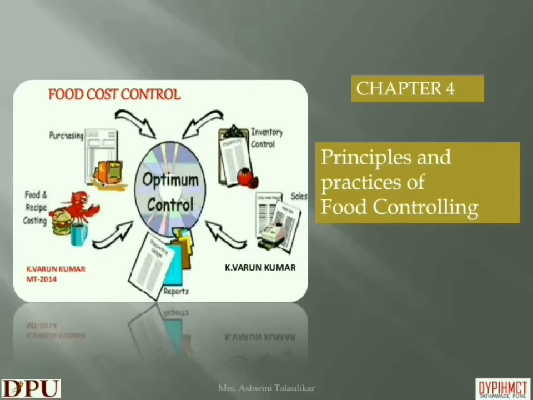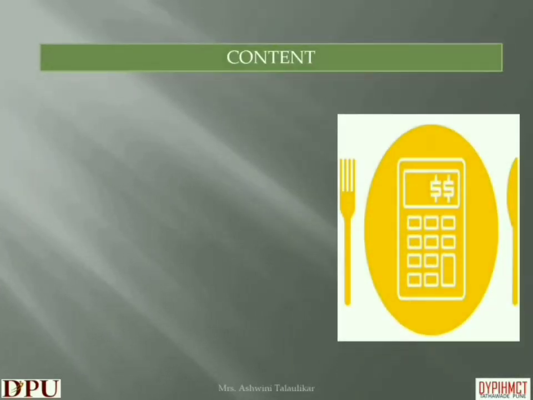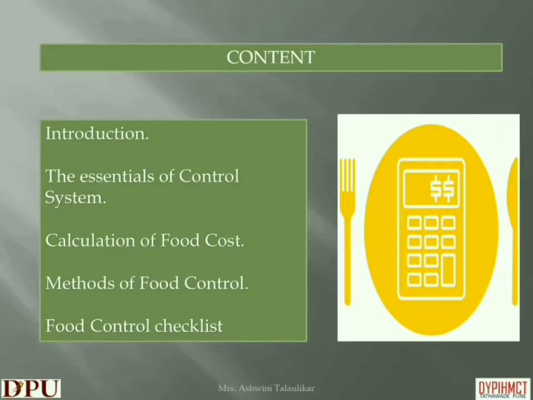Today, we shall be studying Chapter 4, Principles and Practices of Food Controlling. The contents covered under this chapter are Introduction, the essentials of control system, calculation of food cost, methods of food control, and food control checklist. In the introduction, we shall be covering the objectives, obstacles, and limitations of food cost control.